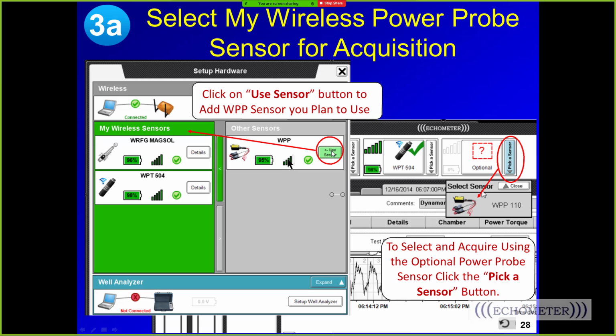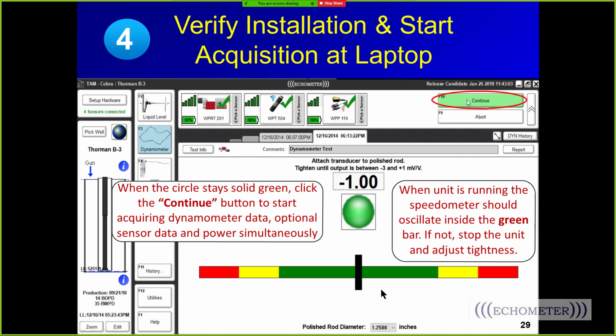And then this is going to be our power probe, and we can see that the signal is pretty good. Often the signal for the power probe will be the least strong because it's the farthest away. And then we have to have all those selected. The dynamometer sensor is selected, the pressure transducer is selected, and the power probe is selected. And then when we say start acquisition, we'll acquire data from all three sensors. This is just showing us that we've got our three sensors communicating, and we're getting ready to start a test.